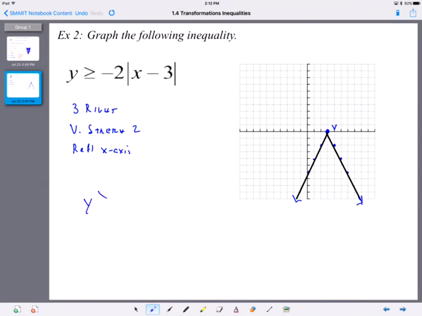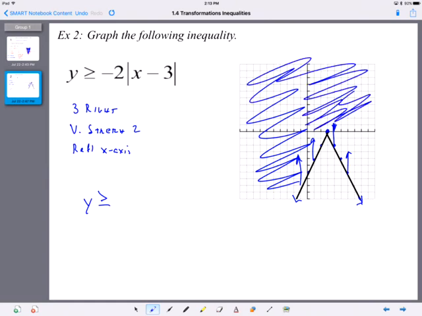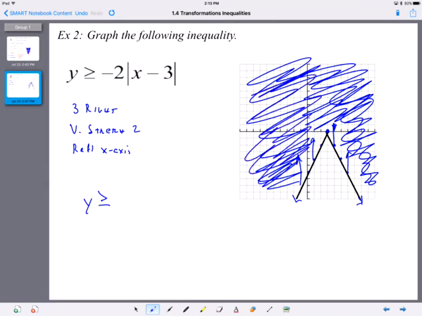Well, when I see y is greater than or equal to, I know to shade above all my y values. So if I pick any of these y values and draw arrows up, then you're going to shade everything above the absolute value. So your solutions are all the ordered pairs on the absolute value boundary line and anything above that.